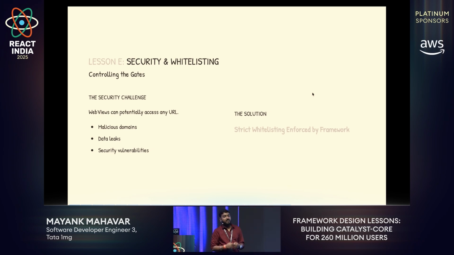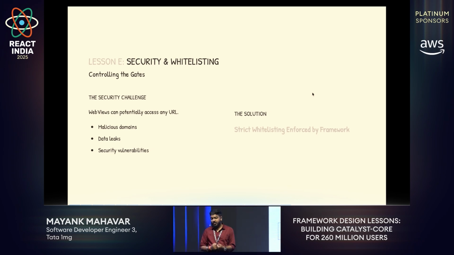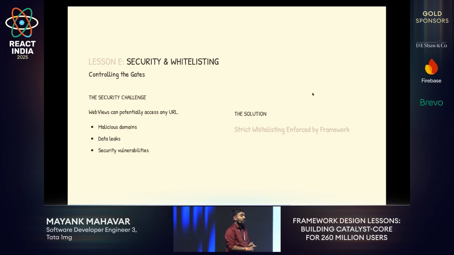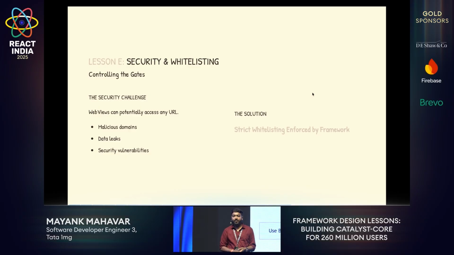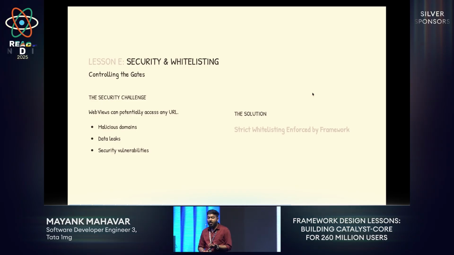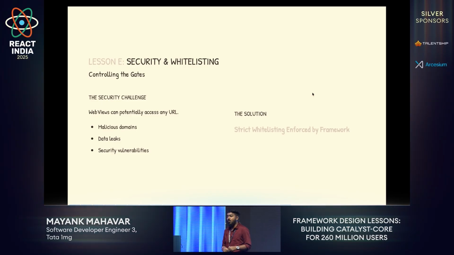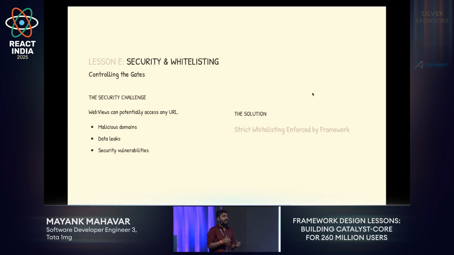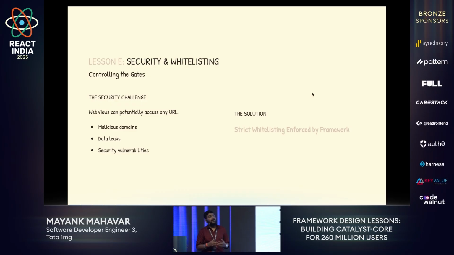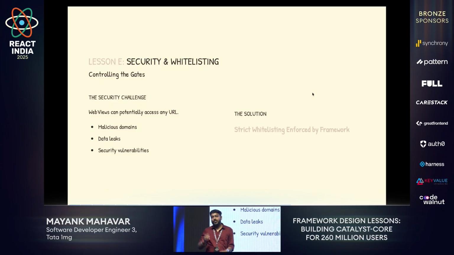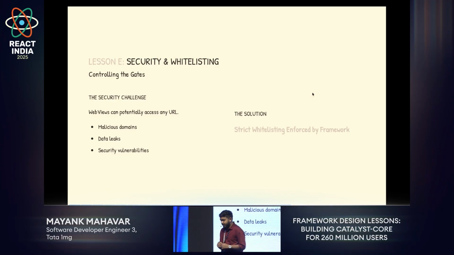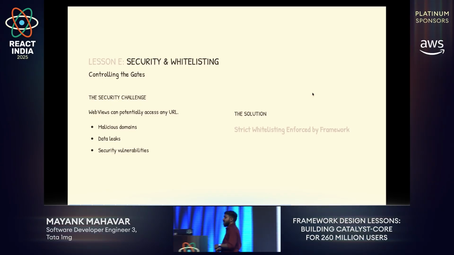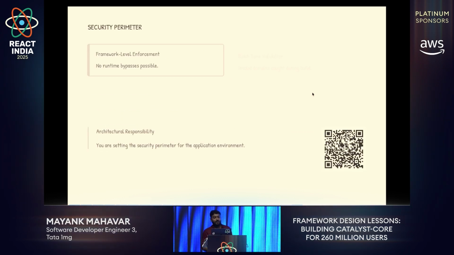That means there's a security part as well, right? There's a security challenge. Malicious domains can be used, data leaks can happen, security vulnerabilities are there. So how do you deal with it? You whitelist. You will be giving us a whitelist, and we will use it to enforce it in the framework. That way, the developer is driving what the security parameter is, right?